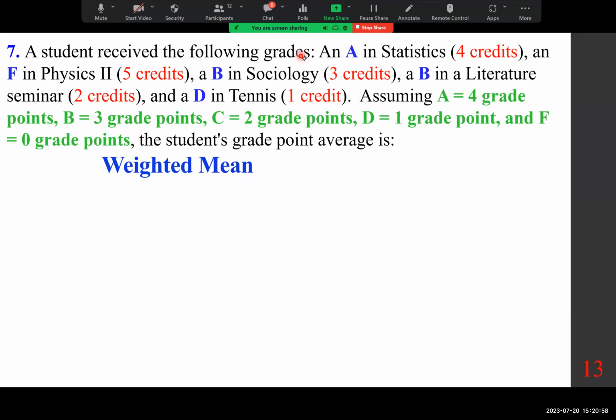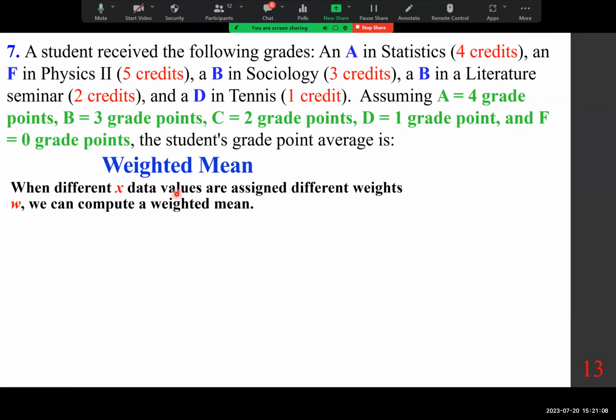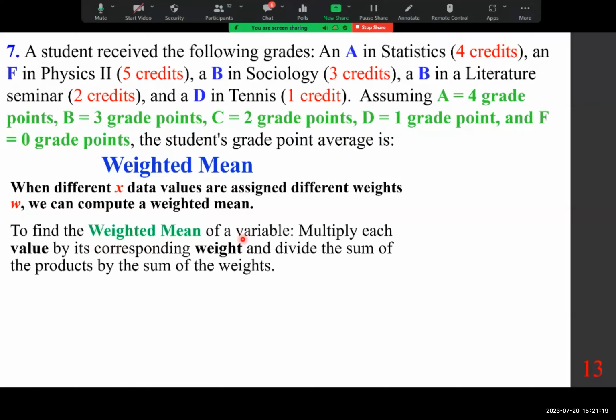Perfect. We use what's called weighted average or weighted mean. And this is how your GPA is calculated. When different X data values are assigned different weights, W, we can compute a weighted mean. To find the weighted mean of a variable, multiply each value by its corresponding weight and divide the sum of the products by the sum of the weights.